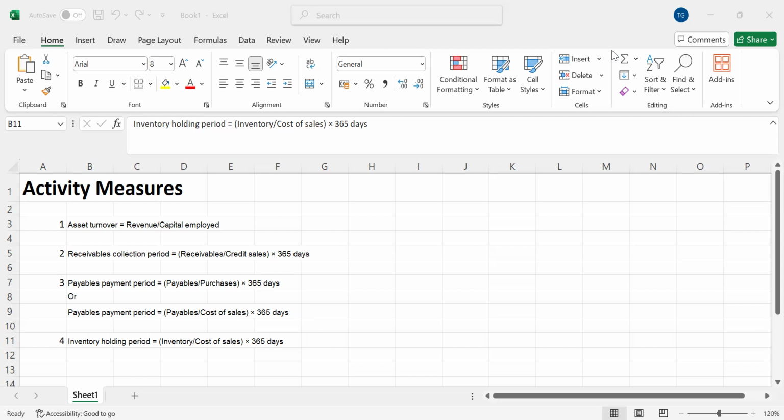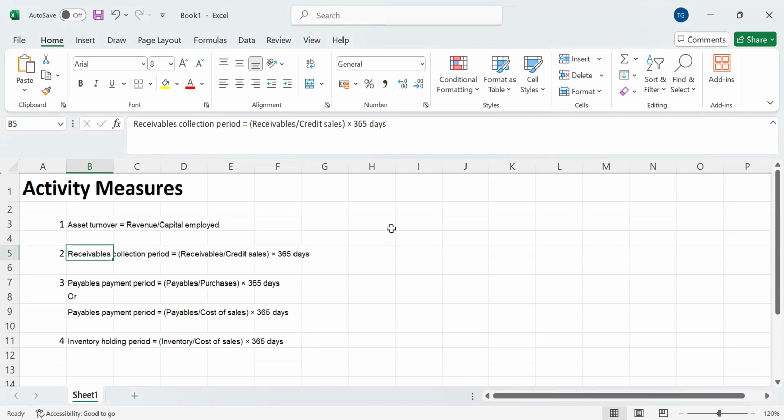Now the first ratio that you see on your screen is the asset turnover ratio, and the formula is revenue, that means your sales, divided by your capital employed. So basically it tells you how much sales you are able to generate from the capital that you have employed in the business. So in general, what's the rule? Organizations should try to have a high asset turnover. That means the money that is put into the business should be able to generate a good amount of sales for you.